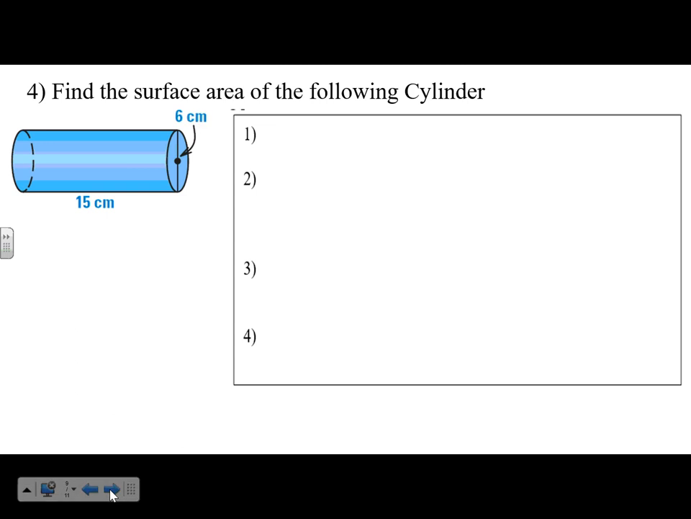So the base is obviously a circle, so the area is pi times r squared. Notice that this 6 is the diameter, so that means the radius is 3. So the base area is pi times 3 squared, which is 9 pi. I'm going to multiply that out and get a decimal, 28.27.